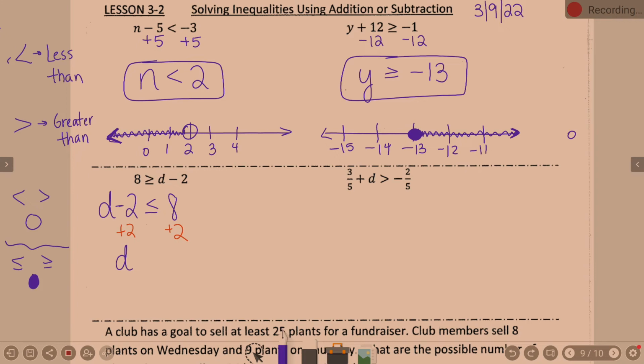So you heard what you said wrong then? Yeah, it's supposed to be less than or equal to. This is a sign that points left, so this is the less than or equal to sign. And it's 10. 8 plus 2 is 10.